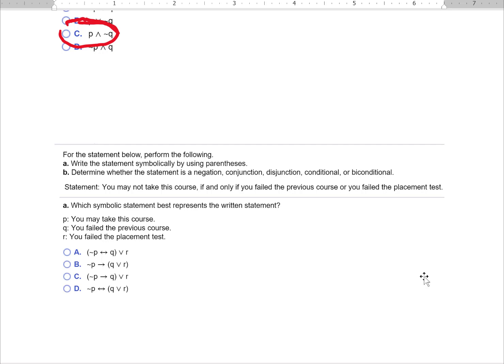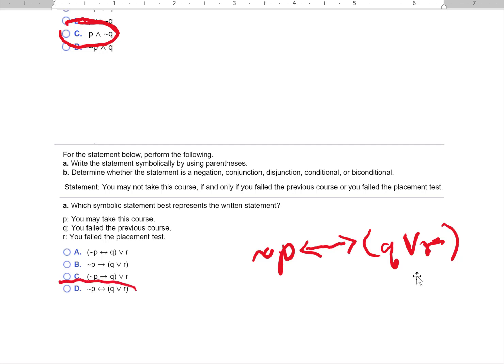So you may not take this course is going to be a not P. So we could go ahead and write this over here, not P. Now we notice the comma there. It's an if and only if, which is a biconditional. And there's a comma, so we know we need some parentheses here. You failed the previous course, which is a Q, or you failed the placement test, which is the R. And if we look at our choices down here, it's choice D. And again, this is a biconditional.